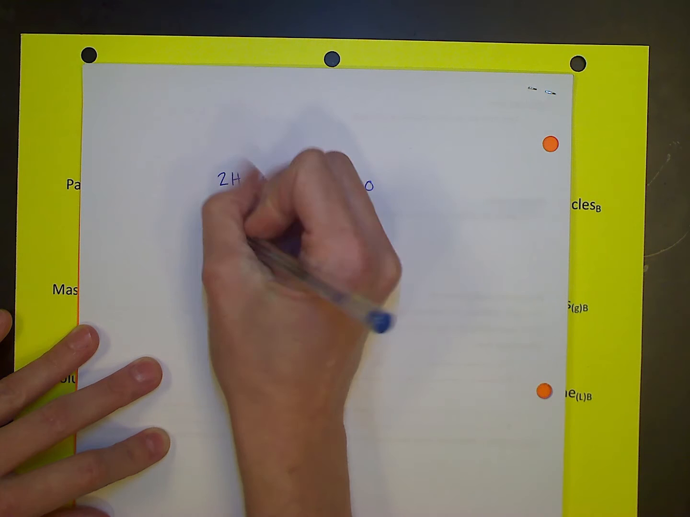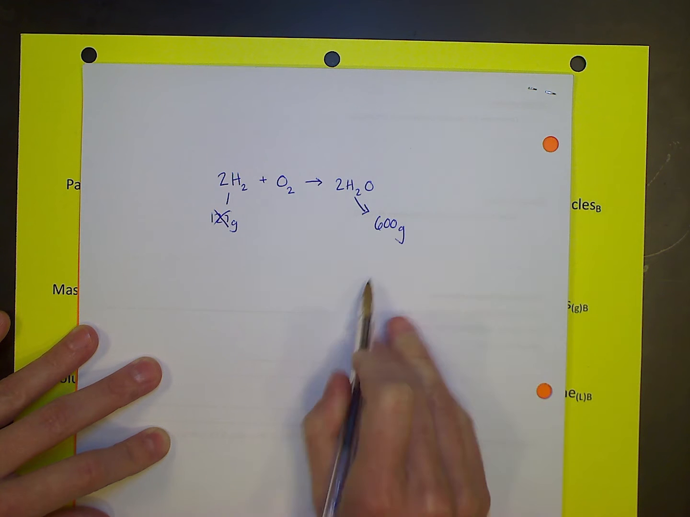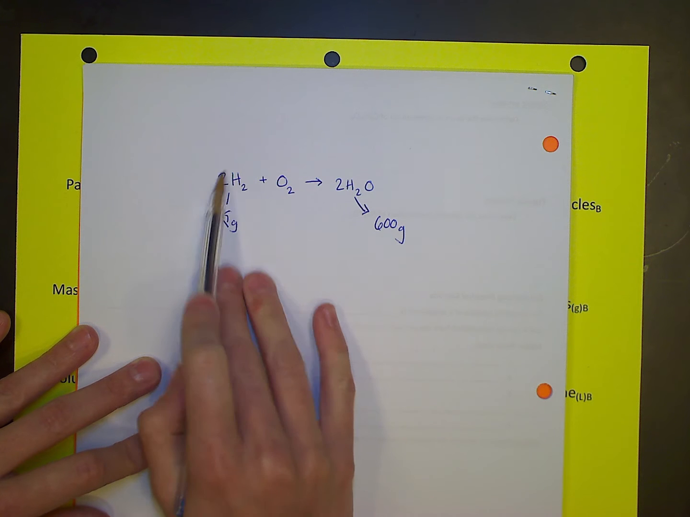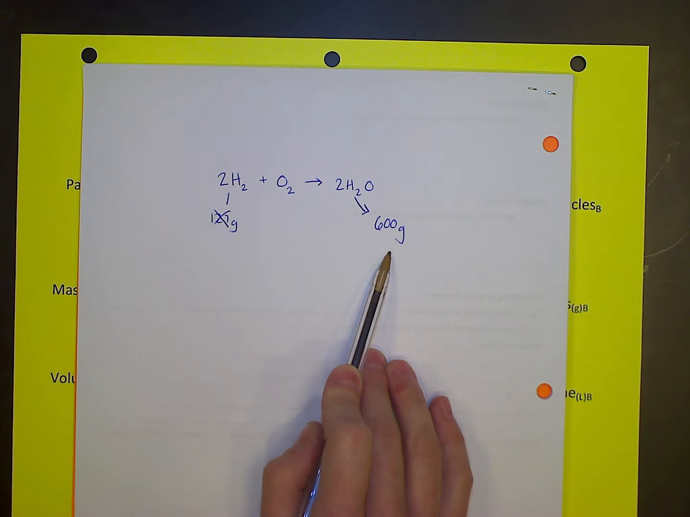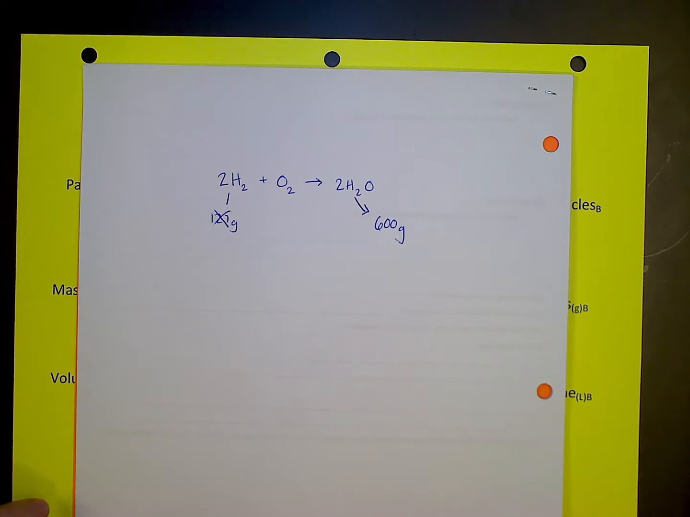Okay? Also, if, for instance, we made 600 grams of water, we could look at that 600 grams of water and we can work backwards and we can figure out how much hydrogen and how much oxygen went into making that 600 grams of water. Okay? So this is a really useful skill for chemistry. You're going to use it for the rest of the year. So pay close attention today and it should make sense.